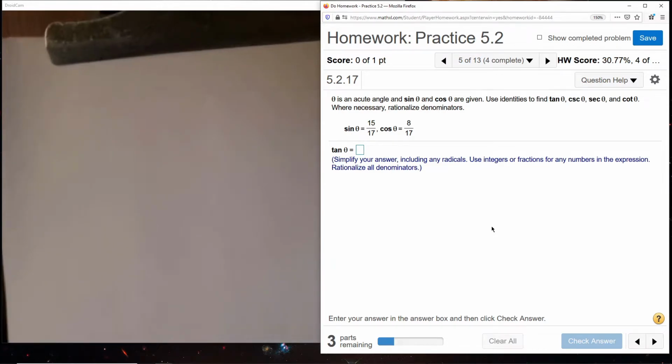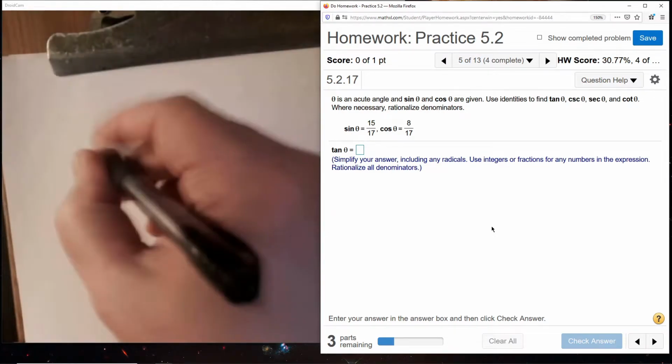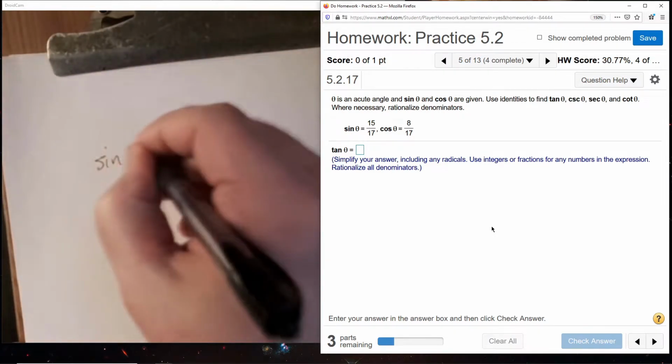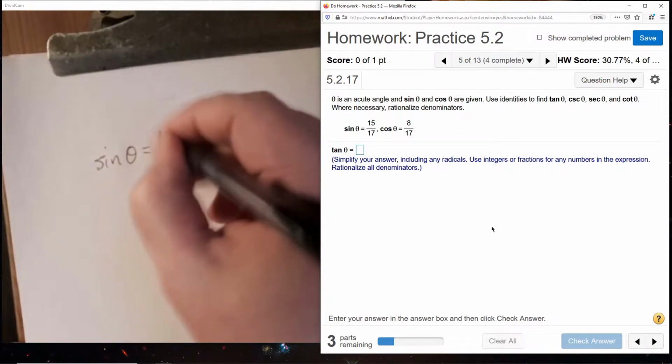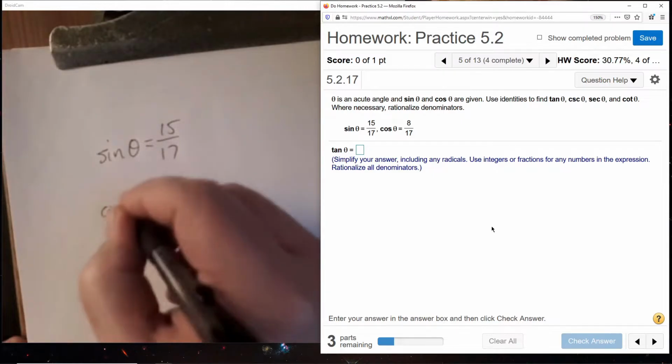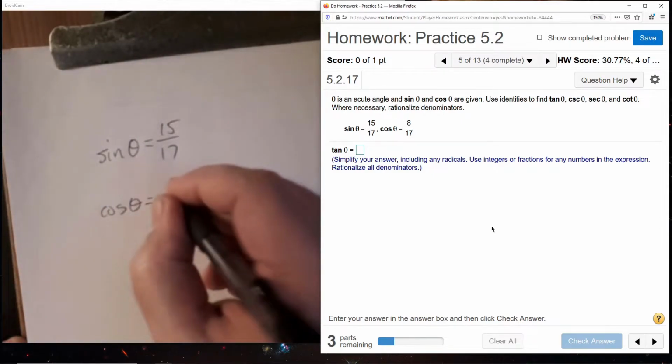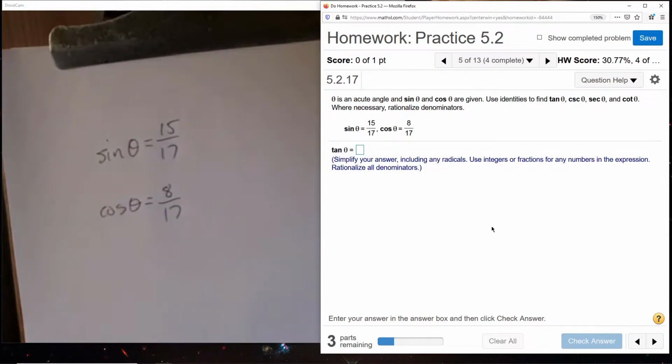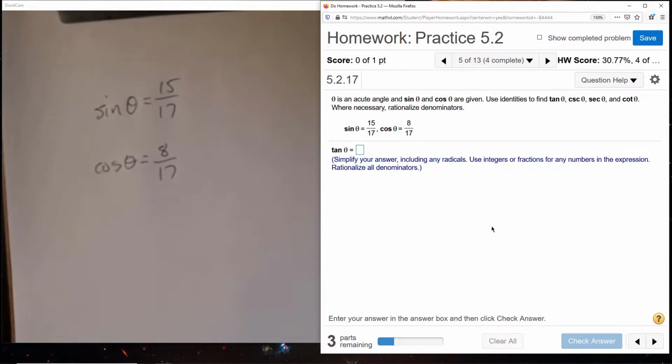So we have information given. We have the ratio for sine and the ratio for cosine, and they just want us to figure out what the rest of these functions are, the other four trig functions here.